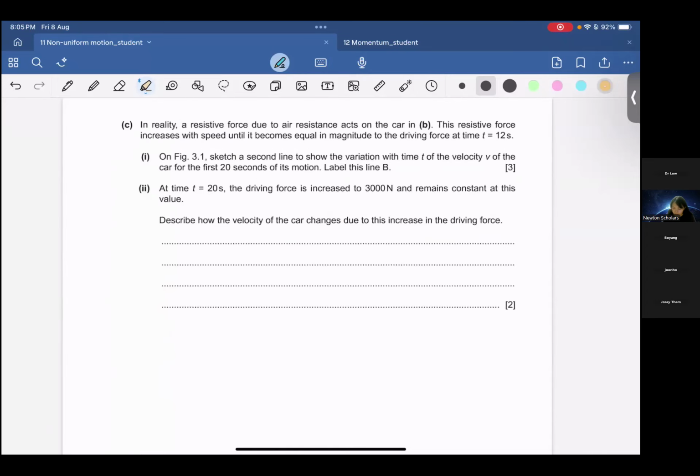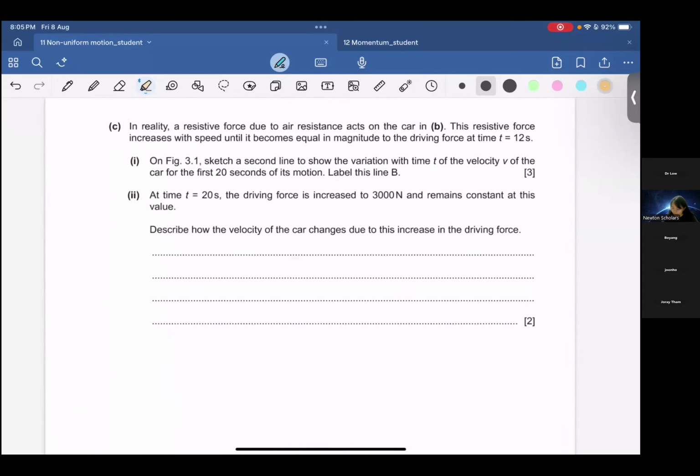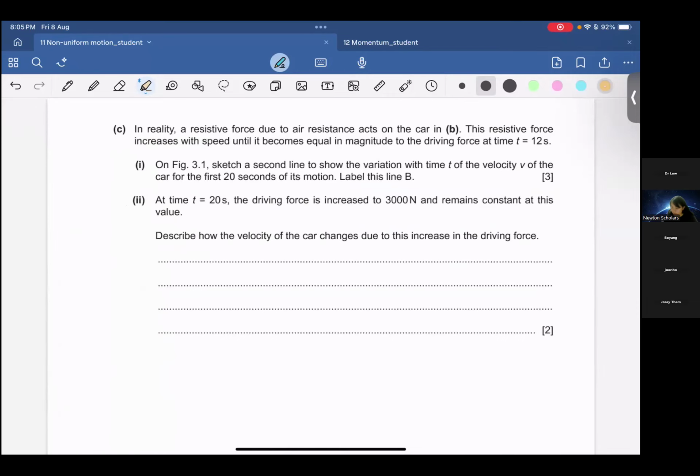Okay, in reality, there is a resistive force due to air resistance acting on the car in B. The resistive force will increase with speed until it becomes equal in magnitude. This is the meaning of achieving constant speed. Terminal velocity. Of course, if it is moving horizontally, we don't call it terminal velocity. Falling down, we call it terminal velocity. Here we just say they are moving with constant speed, or constant velocity.